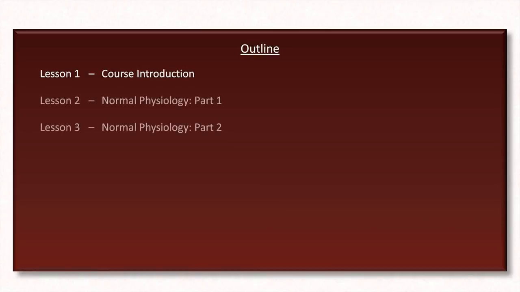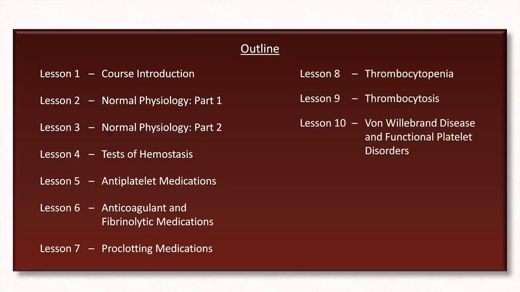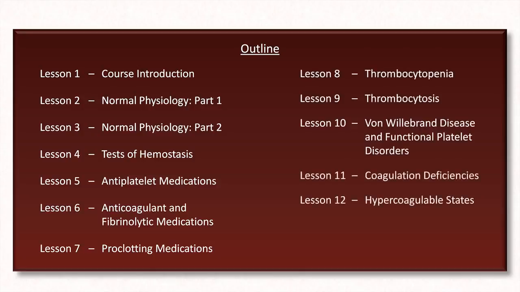Here's the outline for this course. As you know, this first video is the introduction. Lessons 2 and 3 will cover the normal physiology of hemostasis. Lesson 4 will cover tests of hemostasis, such as the PTT and INR, along with many other less well-known tests. Lessons 5 through 7 will cover the various classes of medications relevant to the topic. 8 through 10 will discuss platelet disorders. 11 and 12 will cover disorders of the coagulation cascade and fibrinolysis.